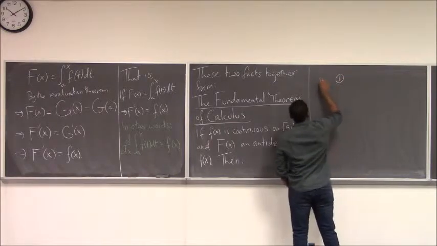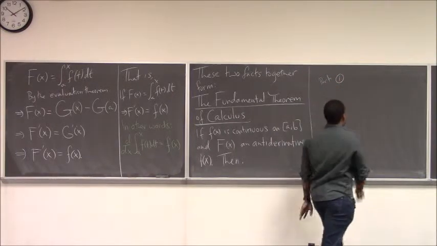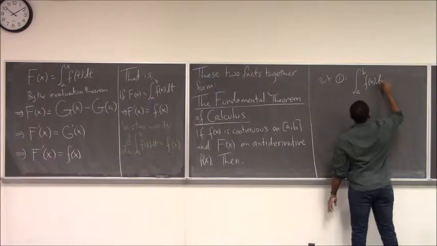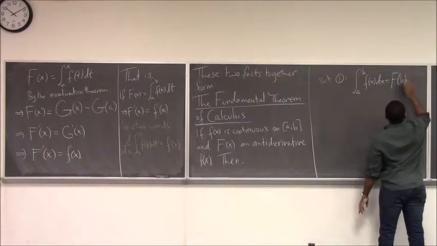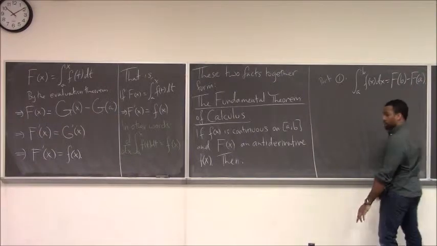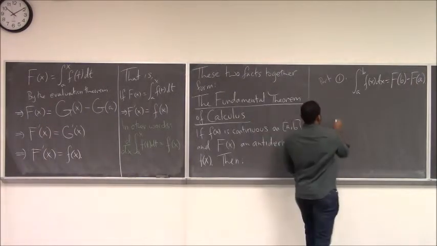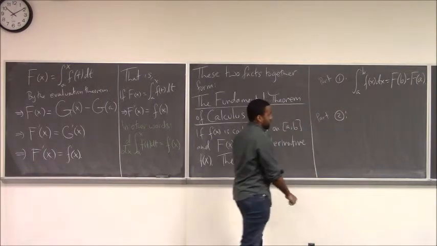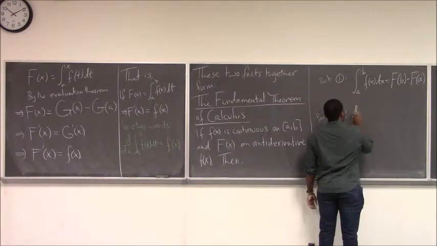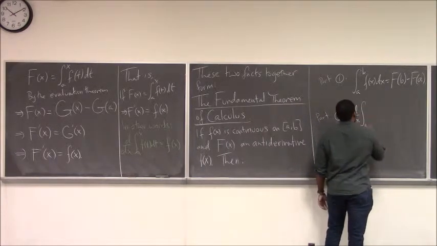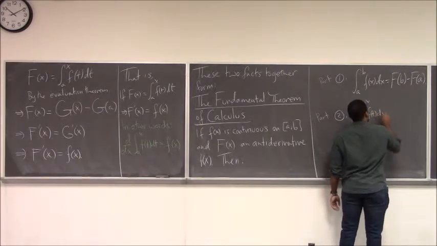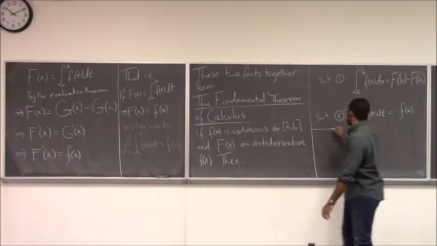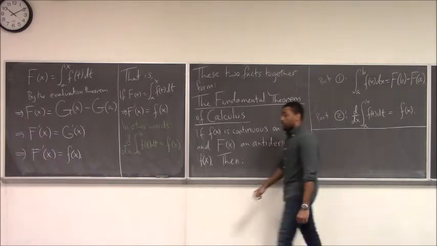One, this is called part one. You will be able to find the area under F by evaluating its antiderivative at the endpoints of the interval. And two, this is often referred to as part two, or the second fundamental theorem of calculus. If you take the derivative of the integral of F, the result is F. This statement is the fundamental theorem of calculus.